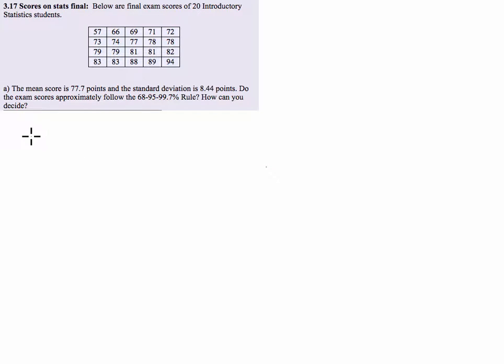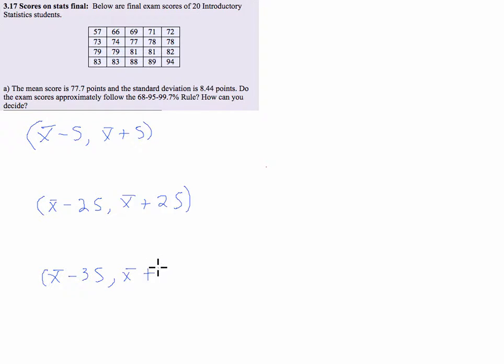The intervals that you need to set up are going to be x bar minus s to x bar plus s. You need to know what that interval is, and then you're also going to need to know x bar minus 2s out to x bar plus 2s. And then last but not least, you're going to need to know x bar minus 3s, there's a pattern here, to x bar plus 3s.